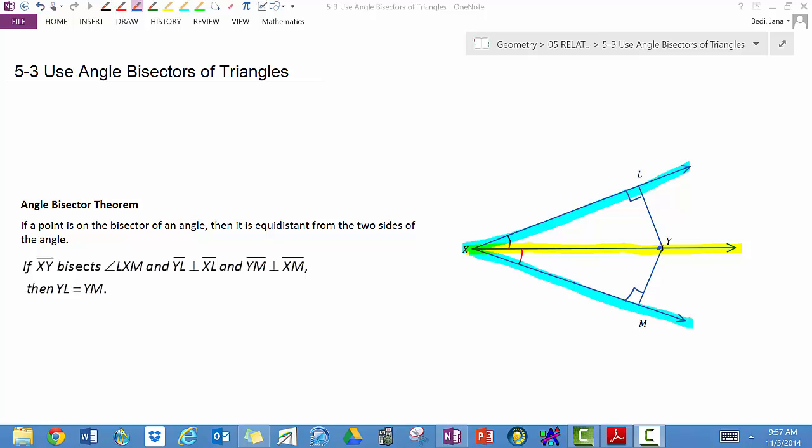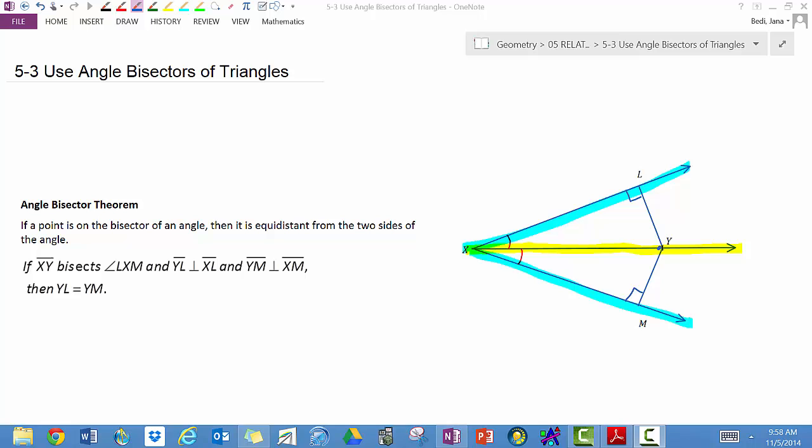In this section, we're going to talk about the angle bisectors of a triangle. We distinguish angle bisectors from perpendicular bisectors by remembering that perpendicular bisectors bisect the sides of a triangle, whereas angle bisectors bisect an angle. So here the angle bisector ray XY is highlighted in yellow. The angle being bisected, which is angle LXM, is divided into two congruent angles, which are angles LXY and YXM.